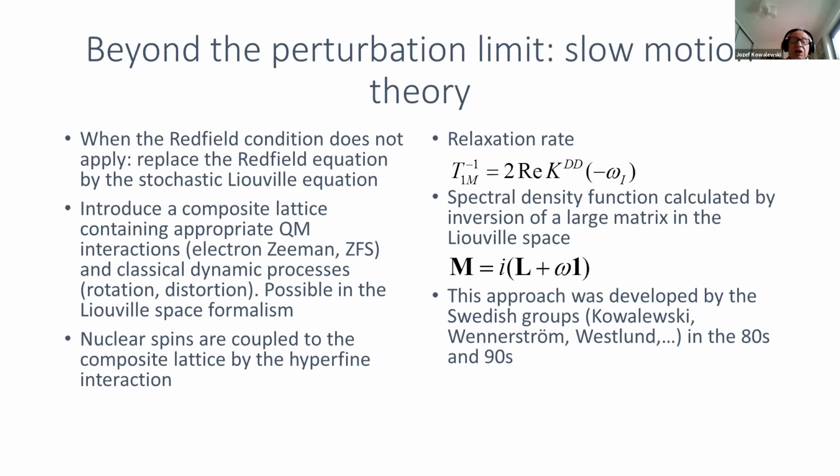And in order to do that, we introduce what is called a composite lattice, which is a lattice containing the classical motions such as rotation and distortion, which are also in the classical part of the Redfield theory. But then we also include some interactions such as electron Zeeman and the zero field splitting, which are the quantum mechanical interactions. We include even them in this composite lattice. And there is still the coupling between the nuclear spins and the composite lattice through the hyperfine interaction. And we can derive the relaxation rate for nuclear spins.